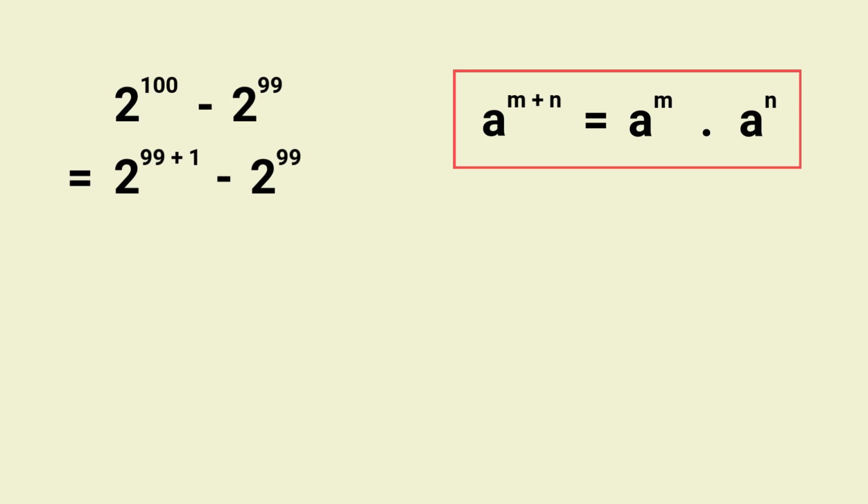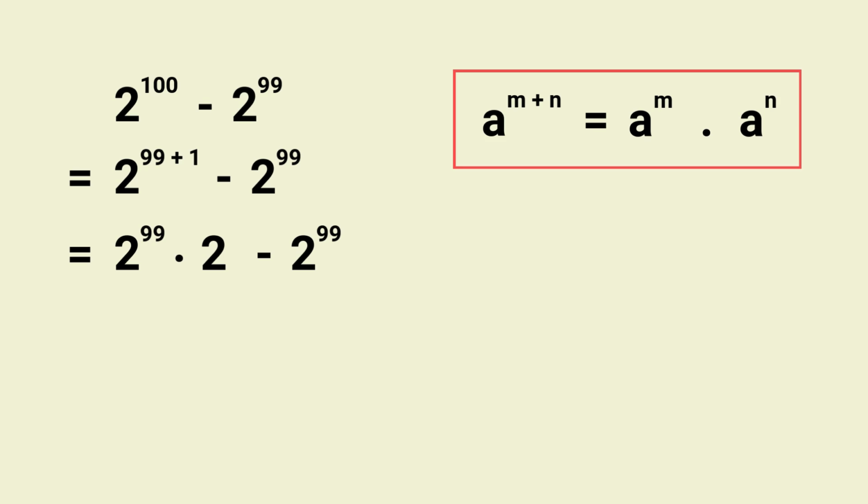We write the base 2 to the power of the first part of the sum 99 and we multiply this by the base 2 to the power of the second part of the sum 1. We leave the second part as it is. And now we can see 2 to the power of 99 is here in the first part, and in the second part 2 to the power of 1 is the same as 2, so we don't have to write this one here.